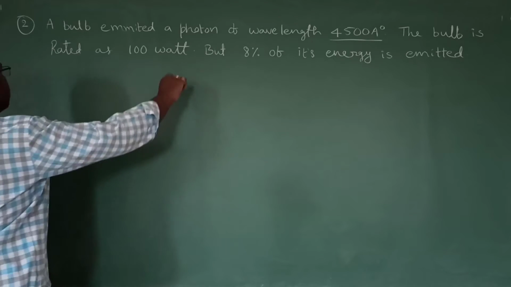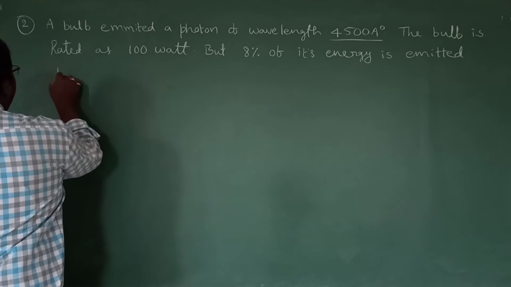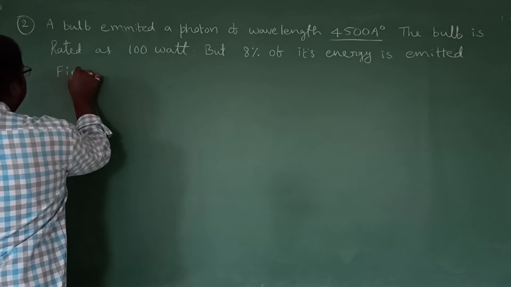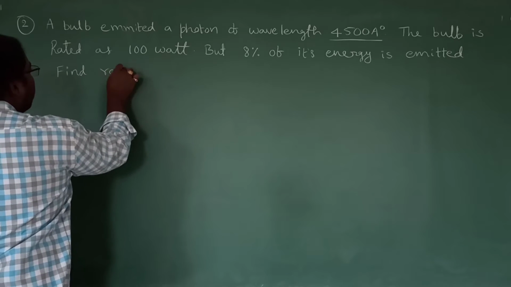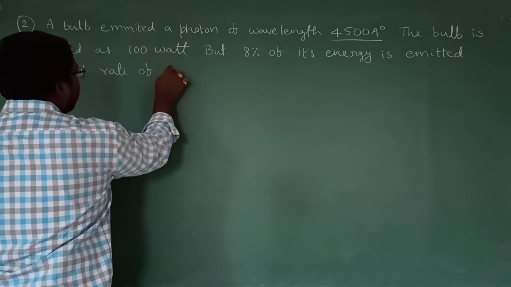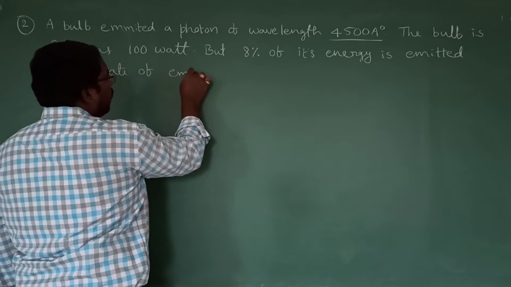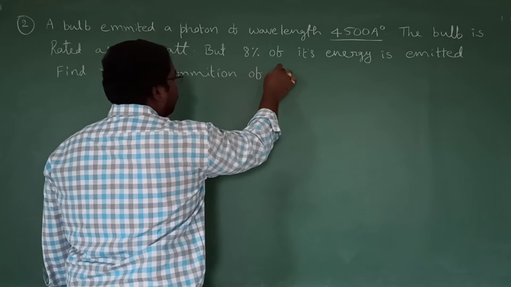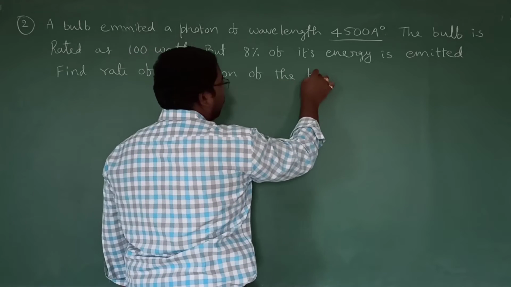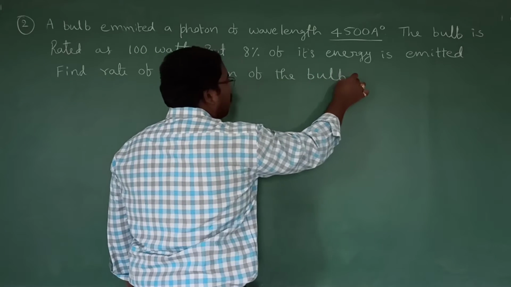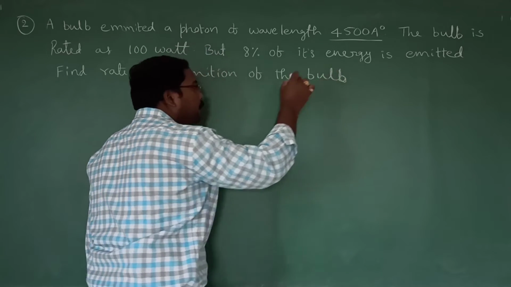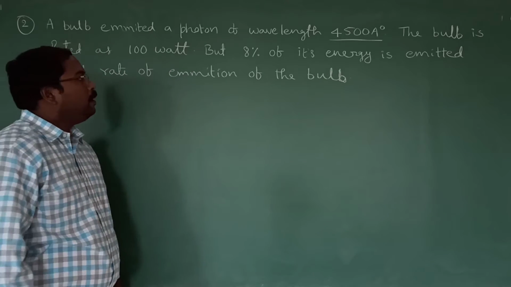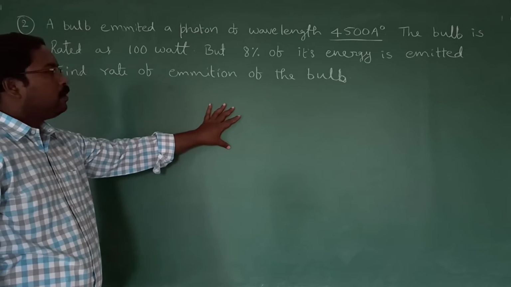Now the question is, find the rate of emission of the bulb. It is a previously asked question, so don't get confused by the question.